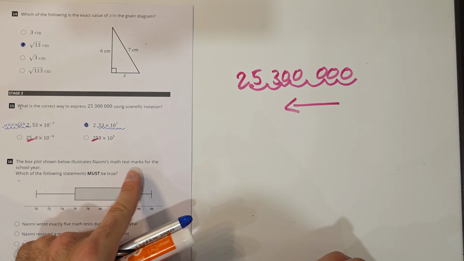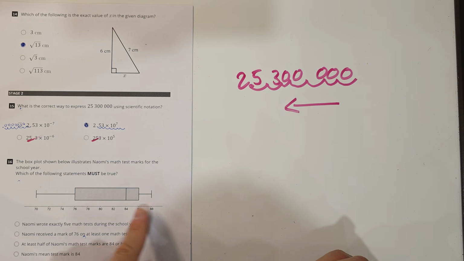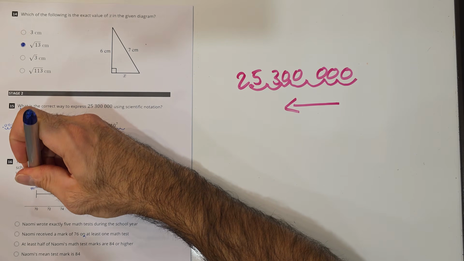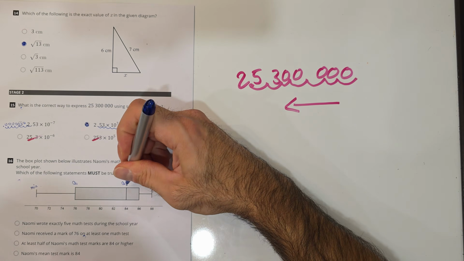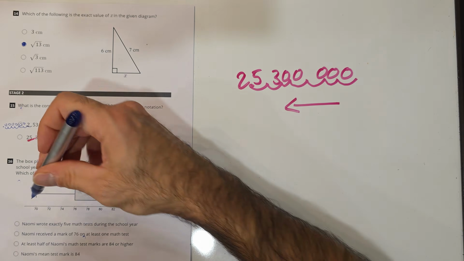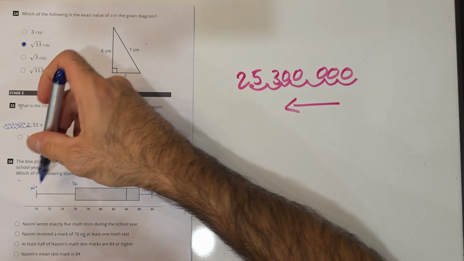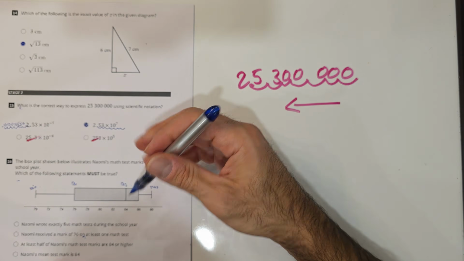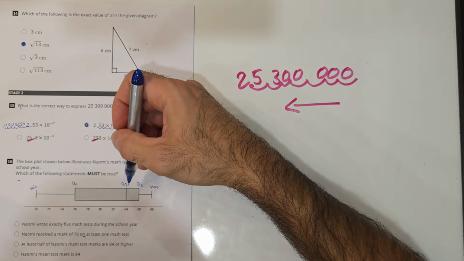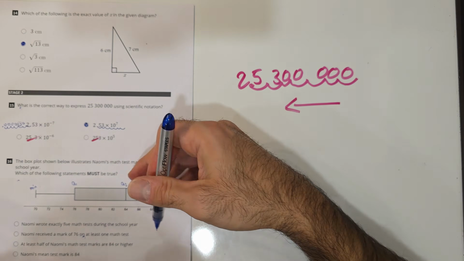16, box plot. The box plot shows Naomi's math test marks for the school year. Which of the following statements must be true? So here we have a box plot. In case you forgot stuff about box plots, this is the minimum. This is Q1. This is Q2, or the median. This is Q3, and this is the maximum. Naomi wrote exactly 5 math tests during the school year. Some guys are going to think 1, 2, 3, 4, 5. Yes, that's true. No, this has nothing to do with number of points, right? This is just a distribution. This is the median, this is the maximum value, and all the data is in here somewhere.